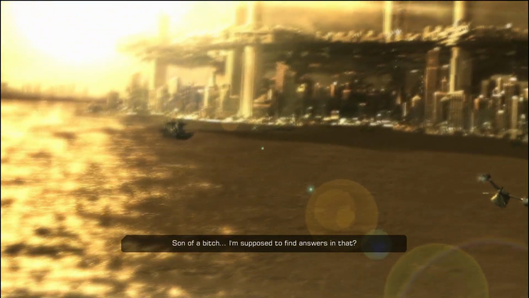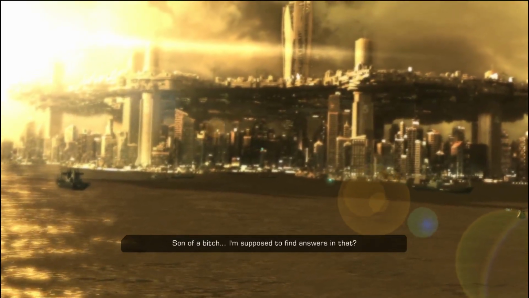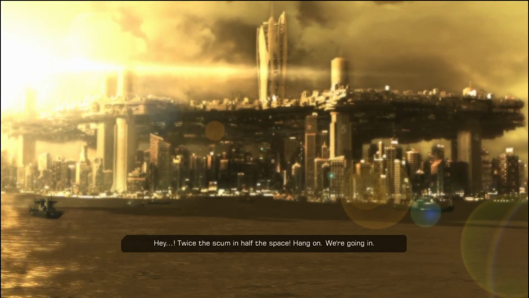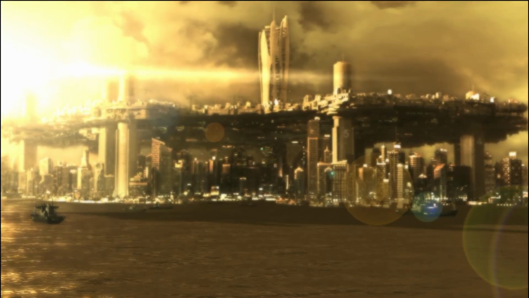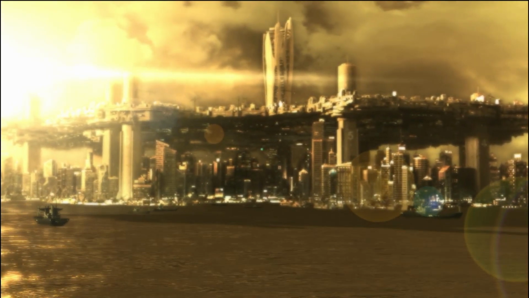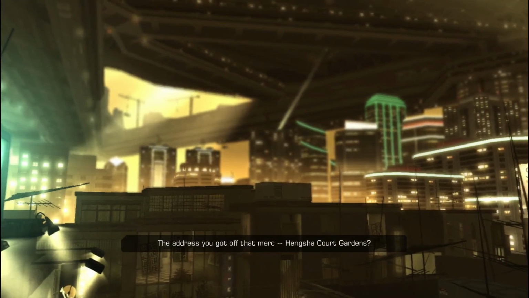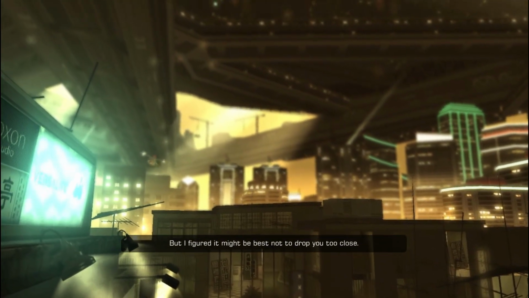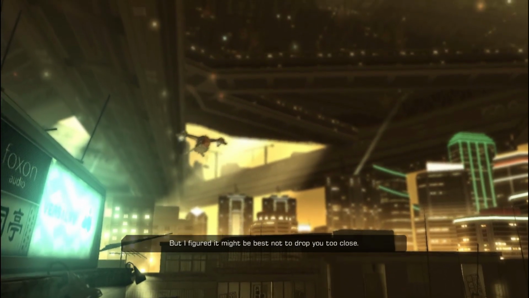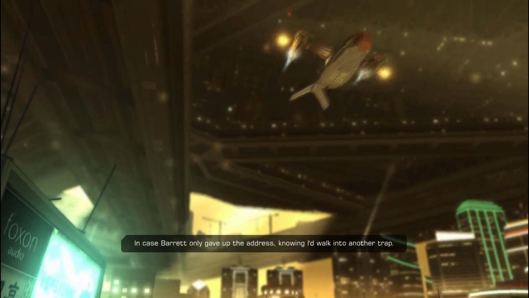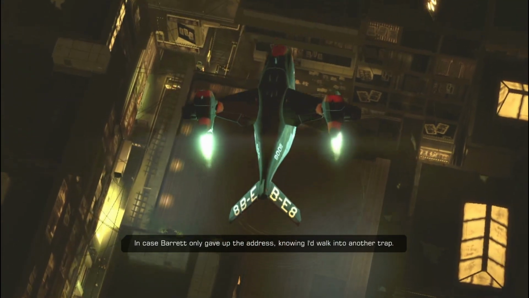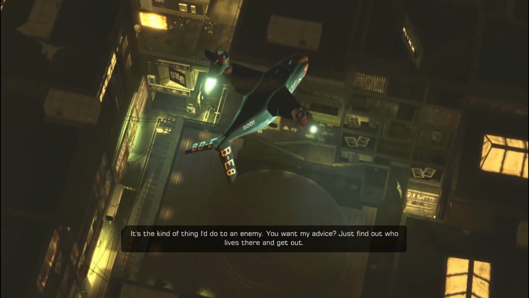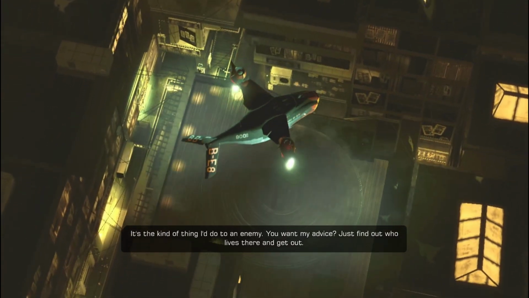Son of a bitch. We're supposed to find answers in that. Hey, twice the scum and half the space. Hang on, we're going in. The address you got off that Merc, Hengshaw Court Gardens? It's a bit of a walk from here in the Yuzhou district, but I figured it might be best not to drop you too close. In case Barrett only gave up the address, knowing I'd walk into another trap. It's the kind of thing I'd do to an enemy. You want my advice? Just find out who lives there and get out.